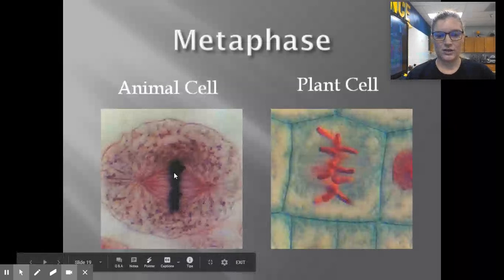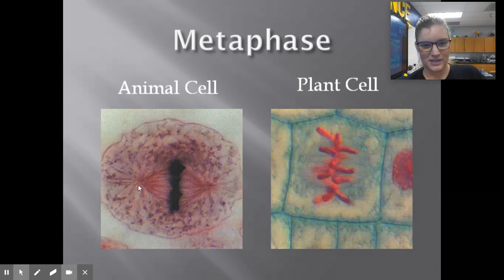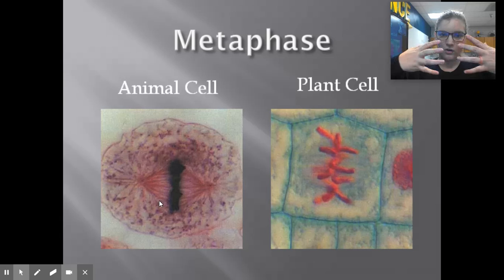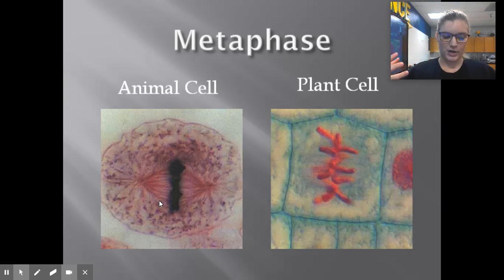So you can see our chromosomes are all lined up in the middle of each of our cells. And then the animal cell, it's really easy to see those spindle fibers coming off those centrioles. And you have them attaching to all 46 of our chromosomes so that we can split them apart, because right now we have duplicated DNA in our cells.